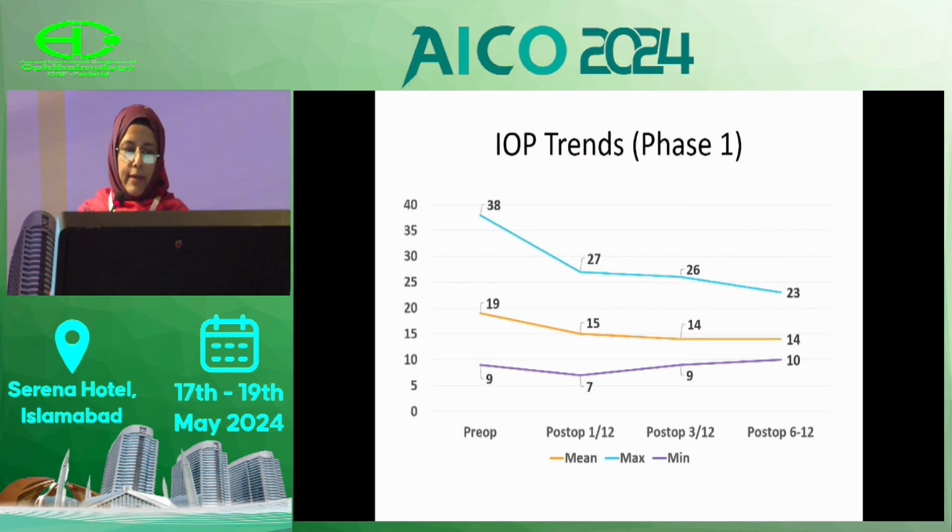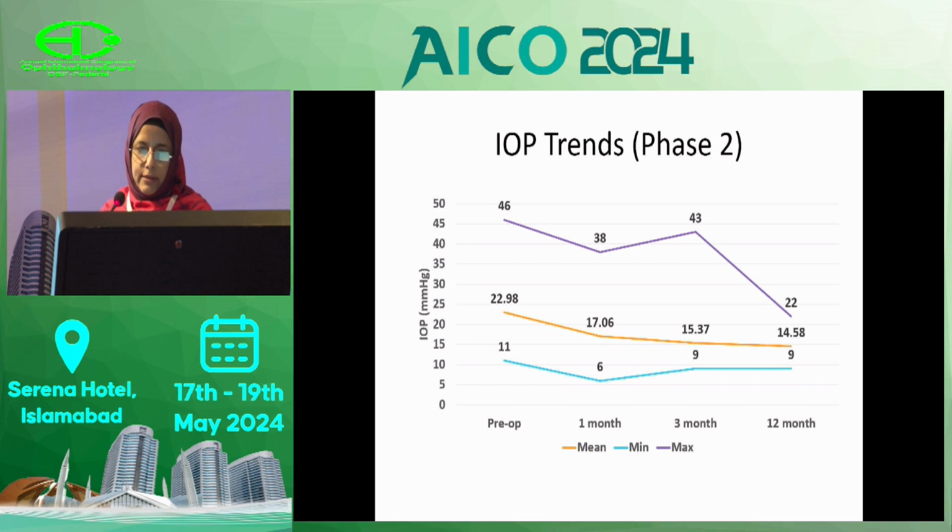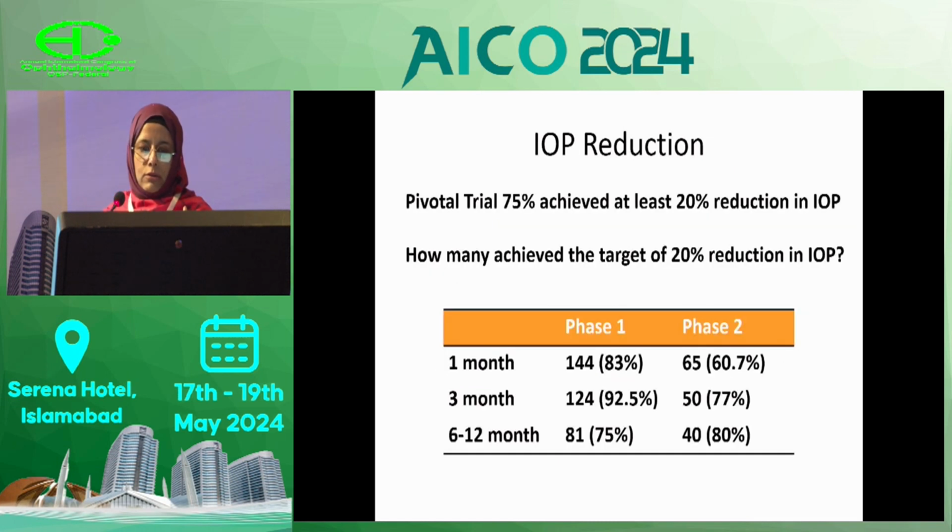These are again the IOP trends. As you can see, there are a different variety of pressures, maximum reaching up to 38 in phase 1 and 46 in phase 2. In the pivotal trial, 75% of patients achieved a reduction of 20% in the pressure. In our study, phase 1 achieved 75% at 1 year, and phase 2 had 80%. This is a very interesting result, especially in phase 2. As you can see, there is an increasing reduction in the pressure.